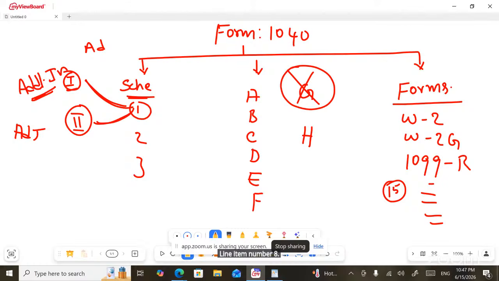Now coming to schedule 1, this is part 2. Part 2 is adjustments. Adjustments, again let us go back to our form.